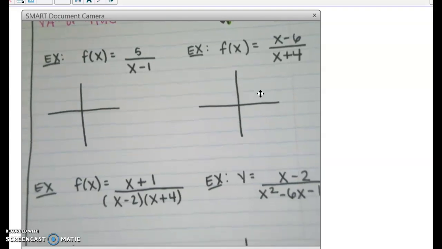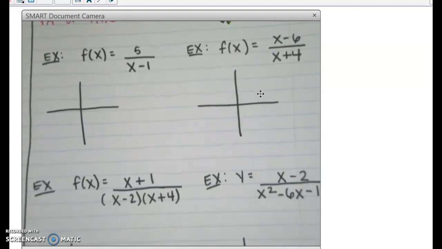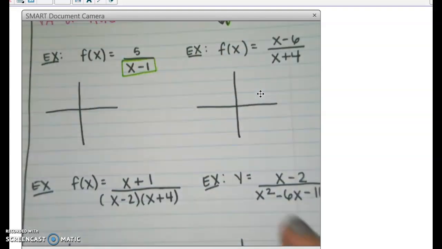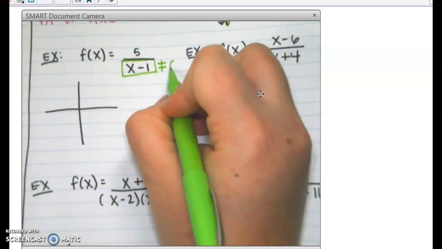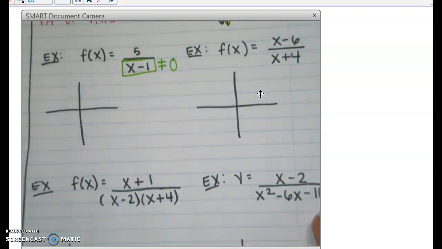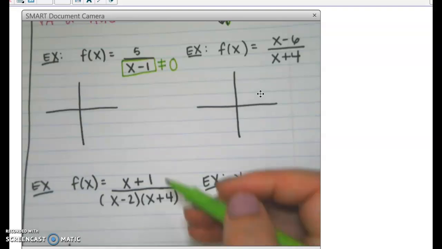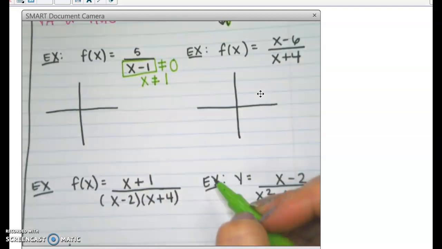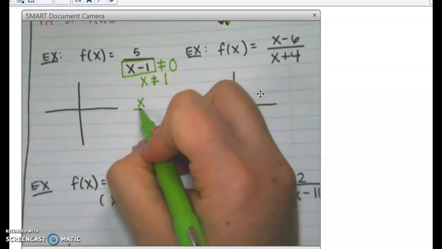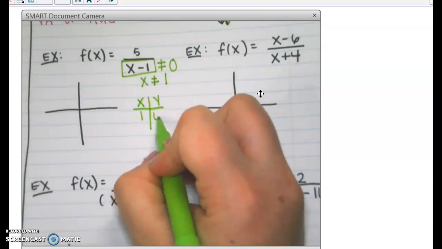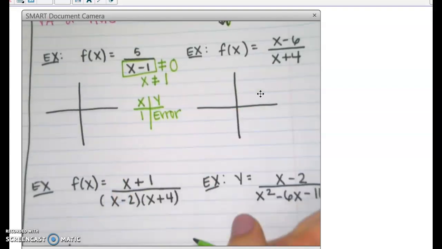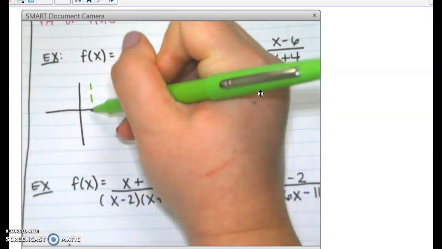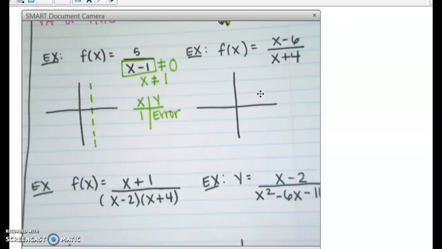All right, so the second example, we have the function 5 over x minus 1. Again, the points of discontinuity occur if your denominator equals 0. So this is not supposed to equal 0. What number are we going to have to skip? What number will make the denominator 0? If you said 1, you would be correct. For this particular graph, when you looked at x as 1, it would say error on the graph, and there would be a vertical asymptote at x equals 1.